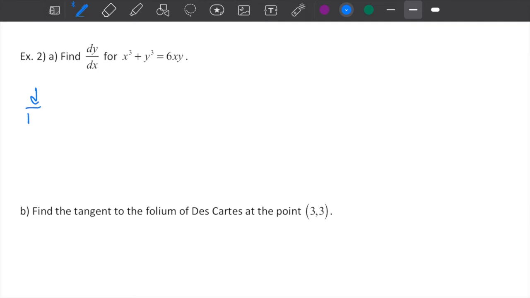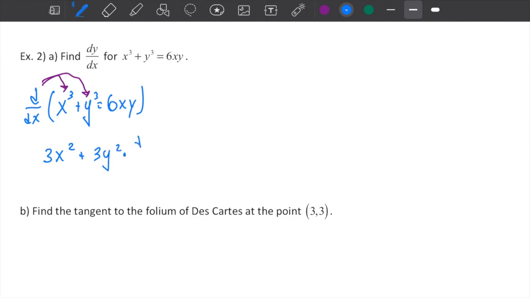I'm going to apply the derivative operator to my equation. x cubed plus y cubed equals 6xy. I'm going to take the derivative of x cubed, giving us 3x squared. The derivative of y cubed gives us plus 3y squared, chain rule, multiplying by dy/dx. I'm going to apply the derivative to 6xy. Ooh, that's the product rule. I'm going to take this as 6x multiplied by y. So this equals the derivative of 6x, which is 6, times the second, y, plus the first, 6x, times the derivative of y, which would be dy/dx.